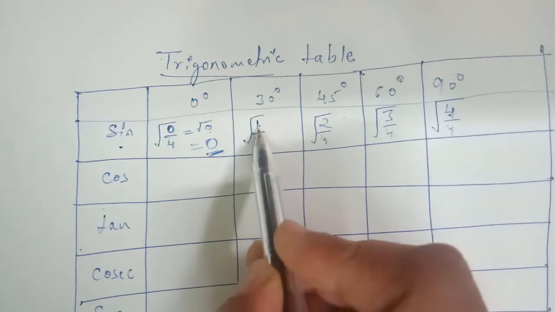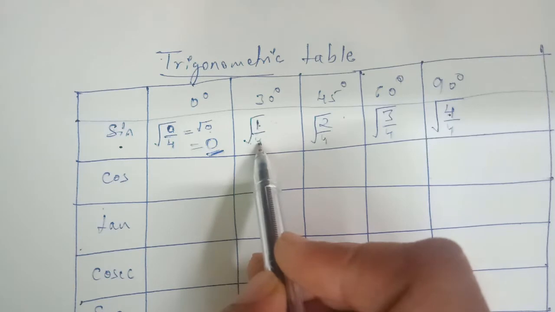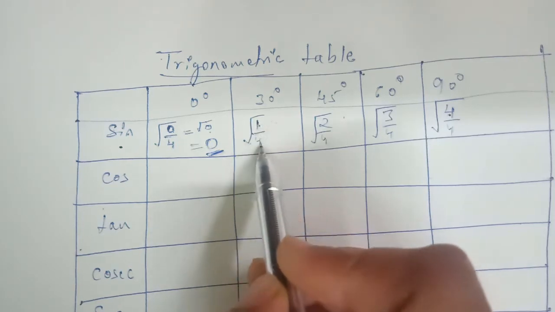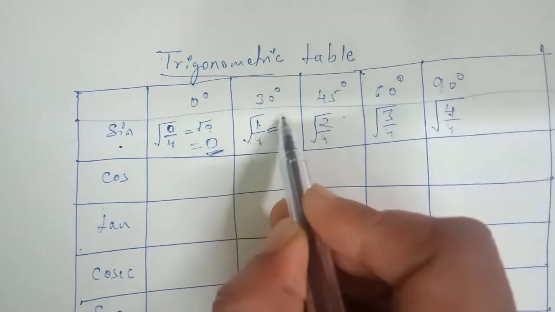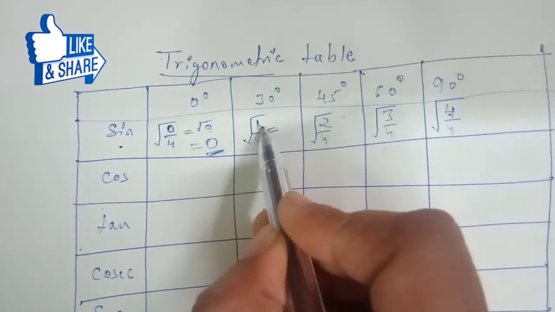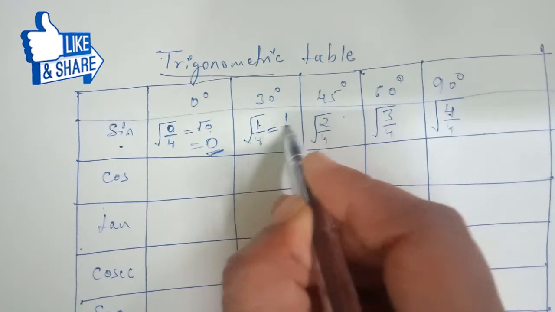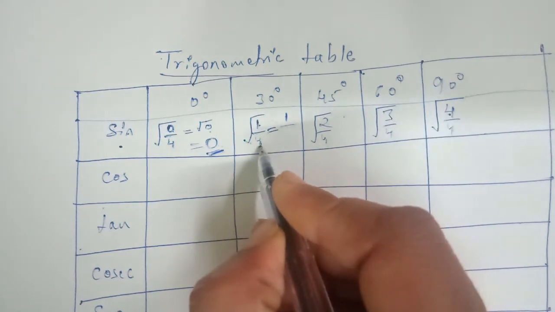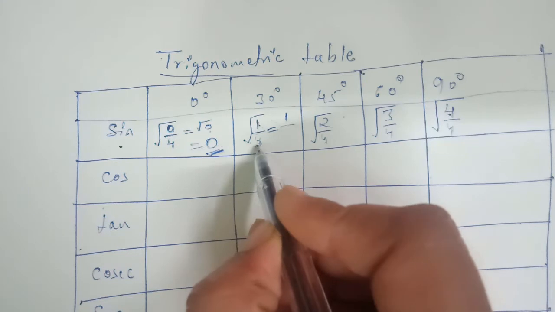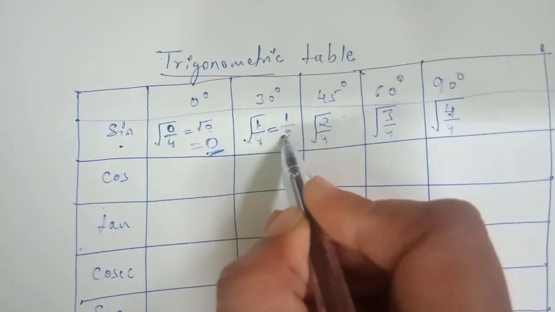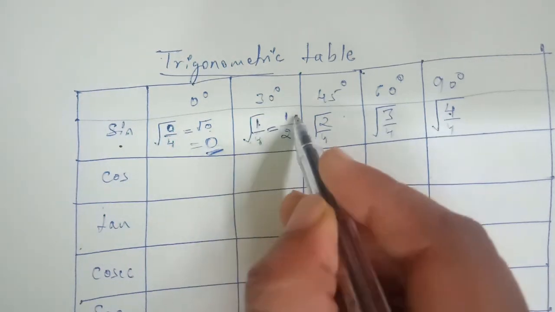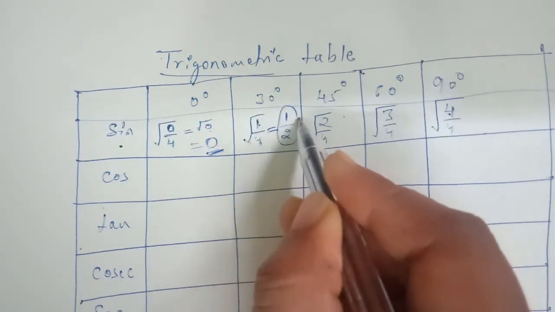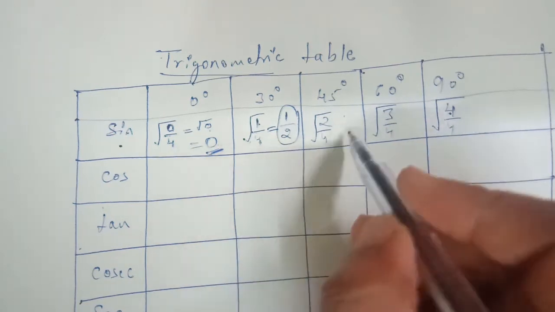1 upon 4. There is no division between 1 and 4. Under root of 1 upon 4 means 1 is under the root as well as 4. 1 and 0 never remain under the root, so it will come out of the under root. 4 can be written as 2 into 2. It means we have the pair of 2, so it will come out of the square root. So we get the value of sine 30 degree as 1 upon 2. The value of sine 30 degree is 1 upon 2.